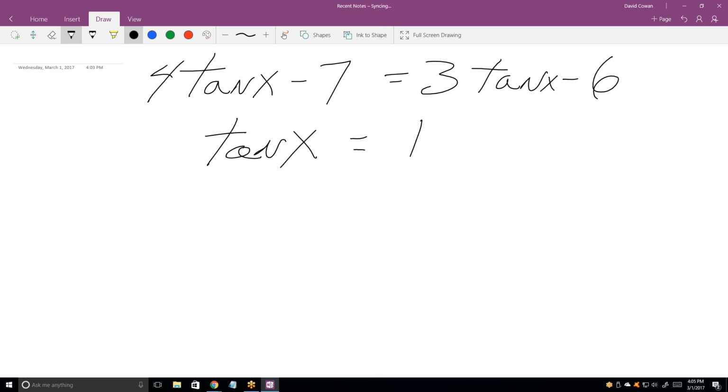Notice that had I added 6 to both sides, I would have had minus 1 here. I would have had minus tan x there. Then I would have had to deal with those negative signs. When you're solving any algebraic equation, whether it's polynomials or trig functions, you want to stick with positive numbers if you can. Makes everything easier.